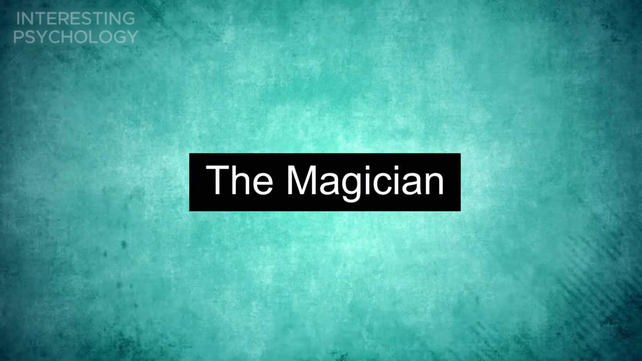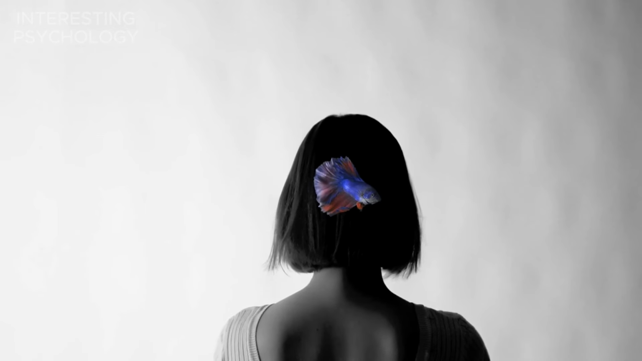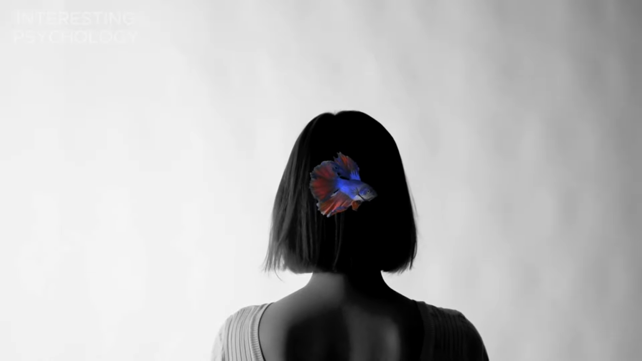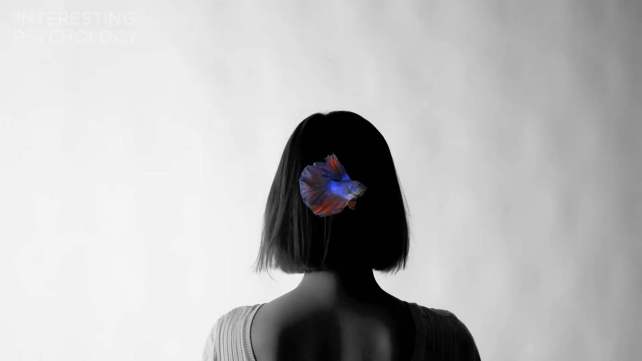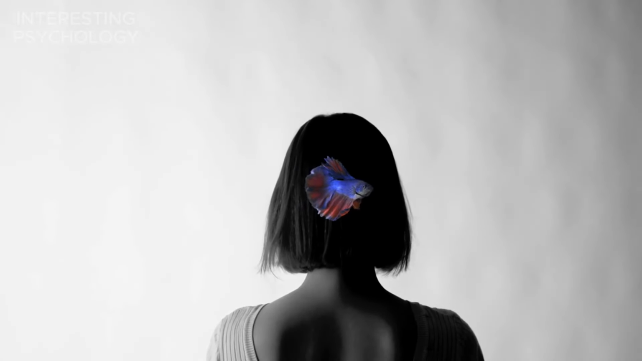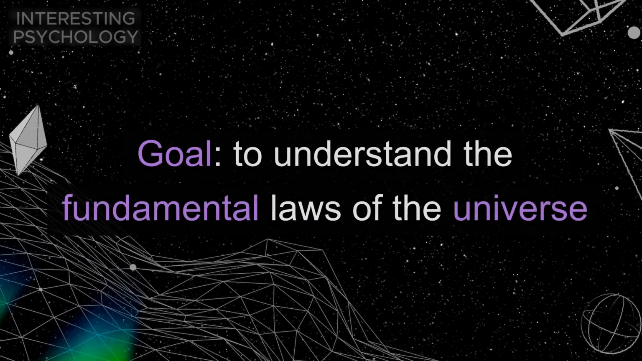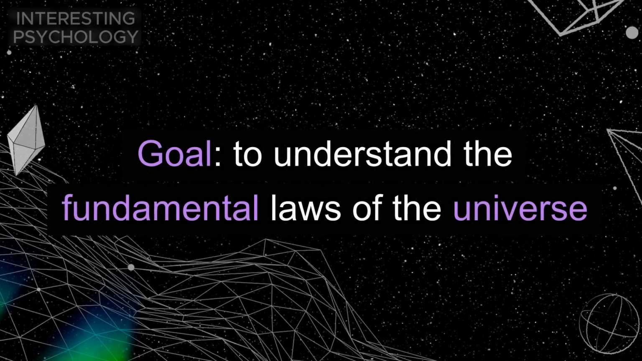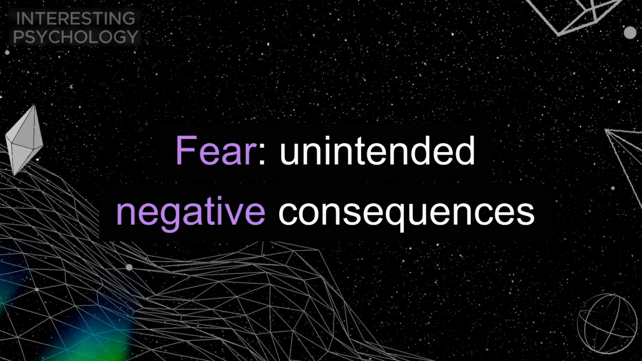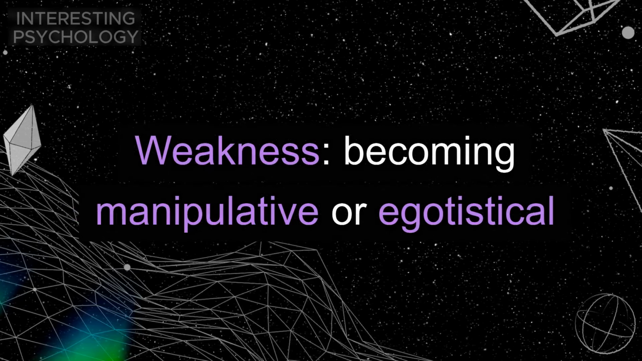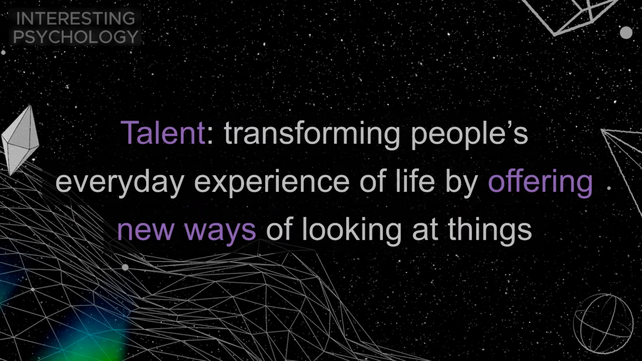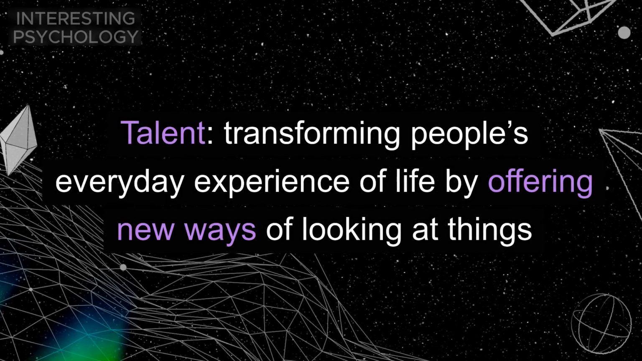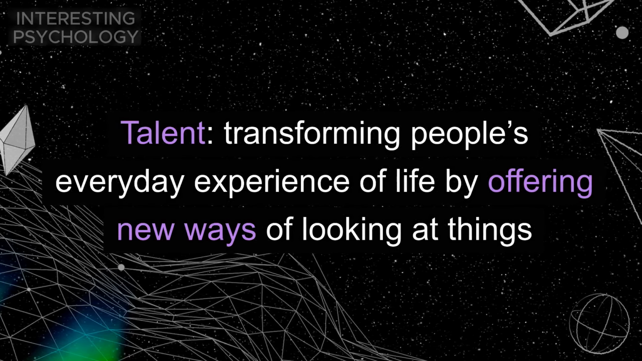Number 11, the Magician. The Magician is often very charismatic. They have a true belief in their ideas and desire to share them with others. They are often able to see things in a completely different way to other personality types and can use these perceptions to bring transformative ideas and philosophies to the world. Goal: to understand the fundamental laws of the universe. Fear: unintended negative consequences. Weakness: becoming manipulative or egotistical. Talent: transforming people's everyday experience of life by offering new ways of looking at things.